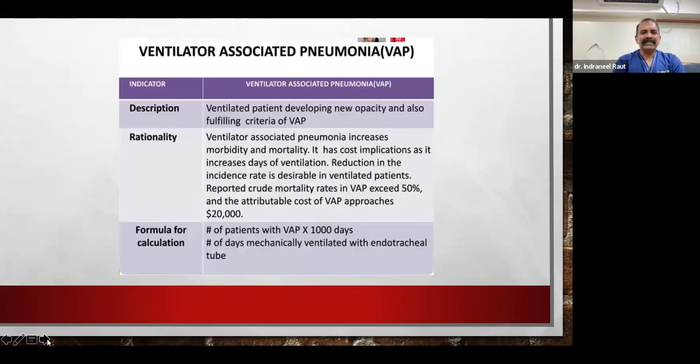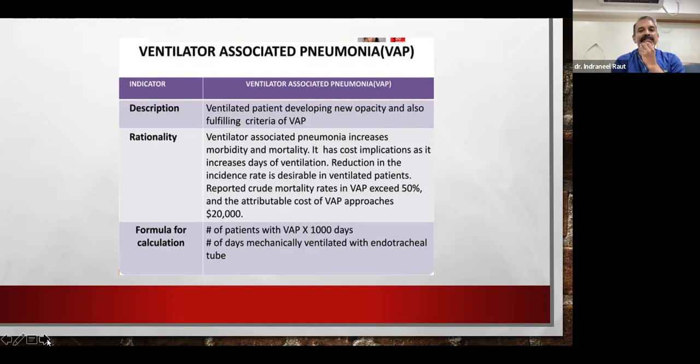So the indicators of infection control, I think all of us know that and all of us are doing it. One is ventilator associated pneumonia. In the US, I think people have started suing the hospital for getting VAP, and that's how the VAP definitions have changed. You know about VAT, ventilator associated tracheobronchitis, and then finally VAP, and a lot of things. There are surveillance definitions which are different and actual VAP definitions which are different. So it's a huge complicated definition thing which you can see on the CDC or the IDSA website.